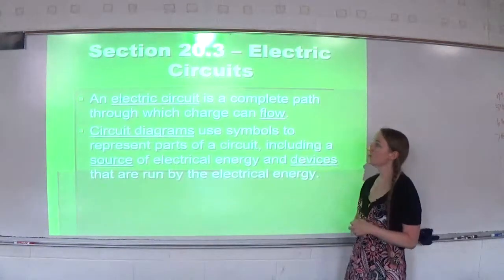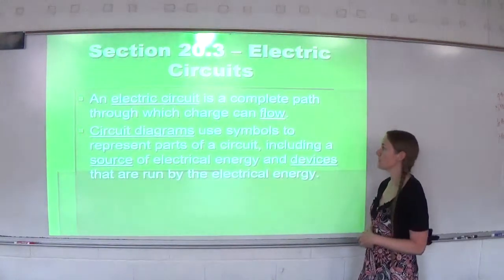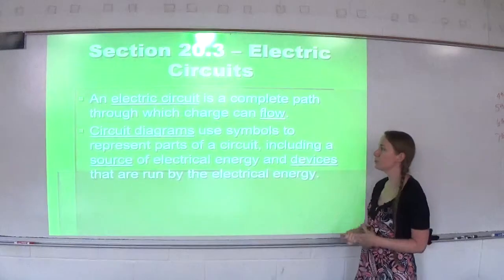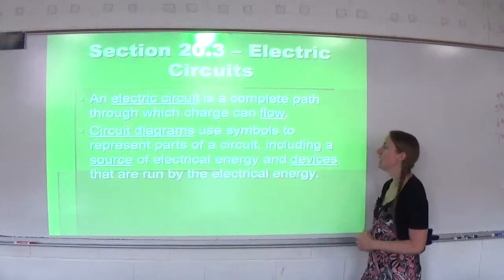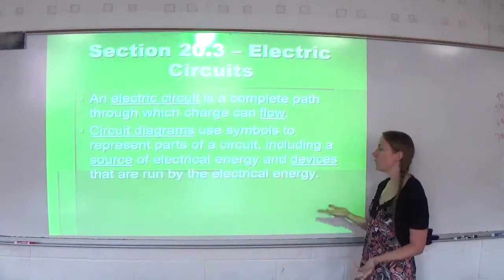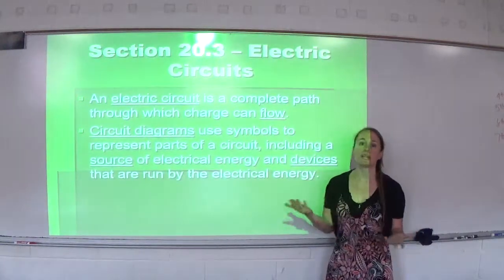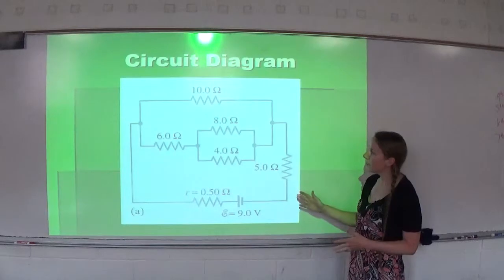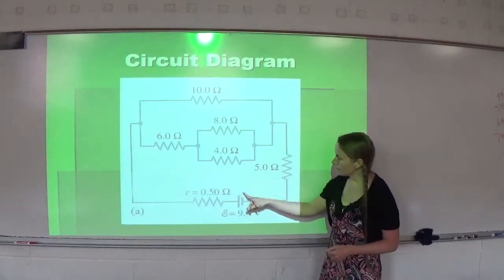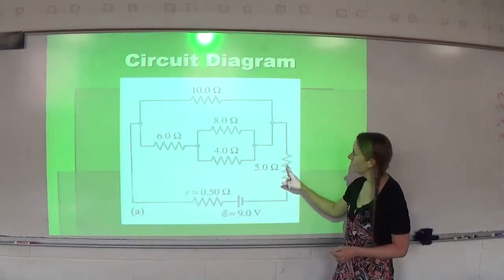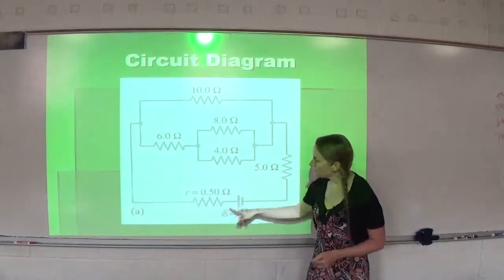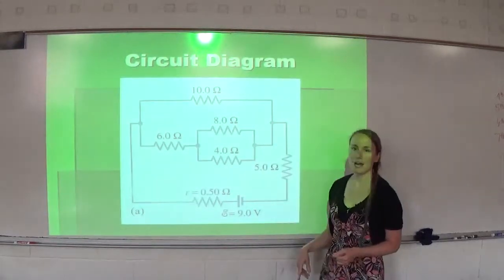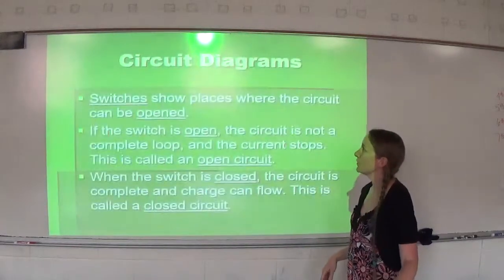Circuit diagrams use symbols to represent parts of the circuit, including a source of electrical energy, like a battery or something like that, and devices that are run by the electrical energy. For example, light bulbs. Here's an example of a circuit diagram. Here is our source, and then these are different resistors. You can see we have that complete pathway that the electrons can flow through.